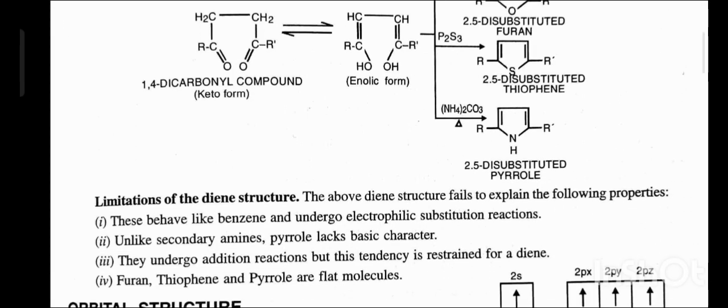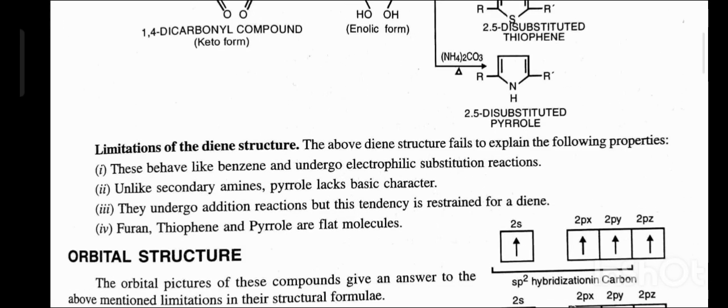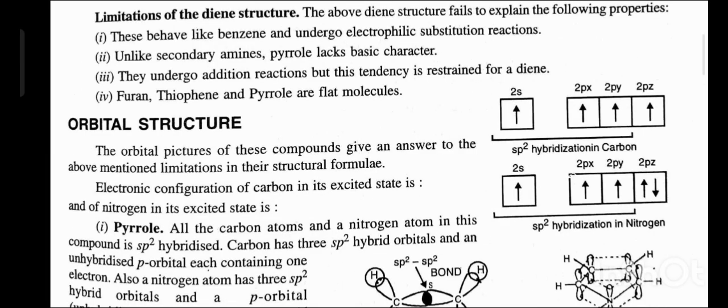Limitation of the diene structure. The above diene structure fails to explain the following properties. First, these behave like benzene and undergo electrophilic substitution reactions. Second, unlike secondary amines, pyrrole lacks basic characteristics. Third, they undergo addition reactions, but their tendency is restrained for a diene. Fourth, furan, thiophene and pyrrole are flat molecules. Orbital structures. The orbital picture of these compounds gives an answer to the above-mentioned limitations in their structural formula.